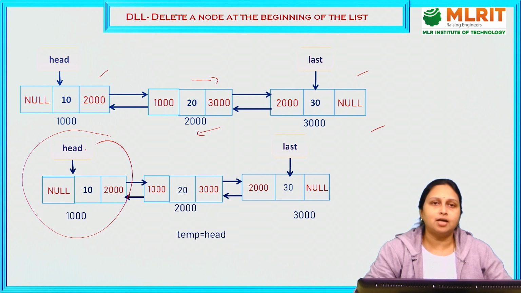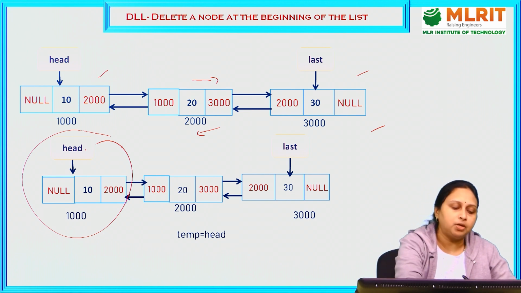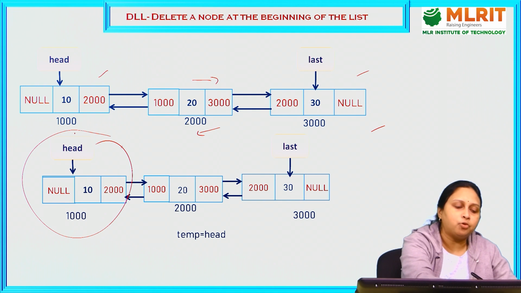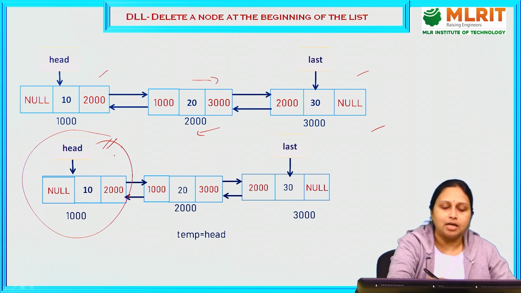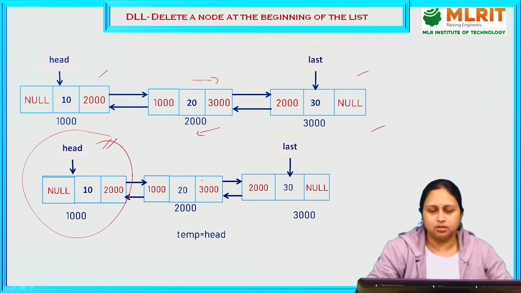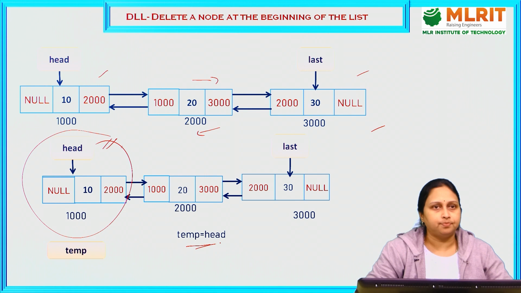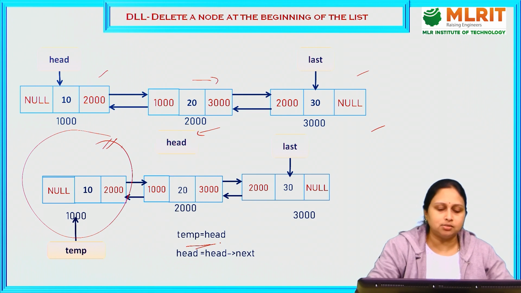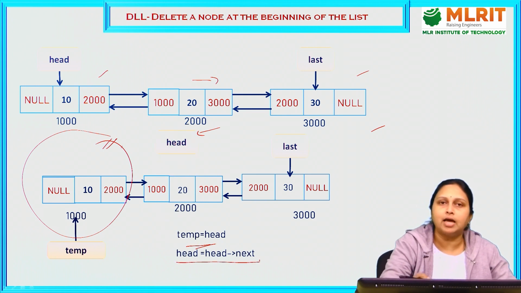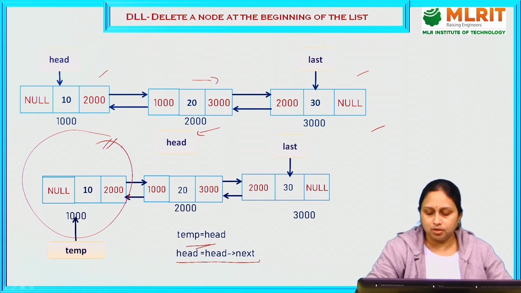First, we are going to assign temp equal to head. That means when I am going to delete this node, this head will be removed. That should be assigned to the next node which was present, right. That is why we are going to assign temp equal to head. Then we are going to move our head to the next location. That is nothing but by using head equal to head arrow next, we can move the head to the next location.